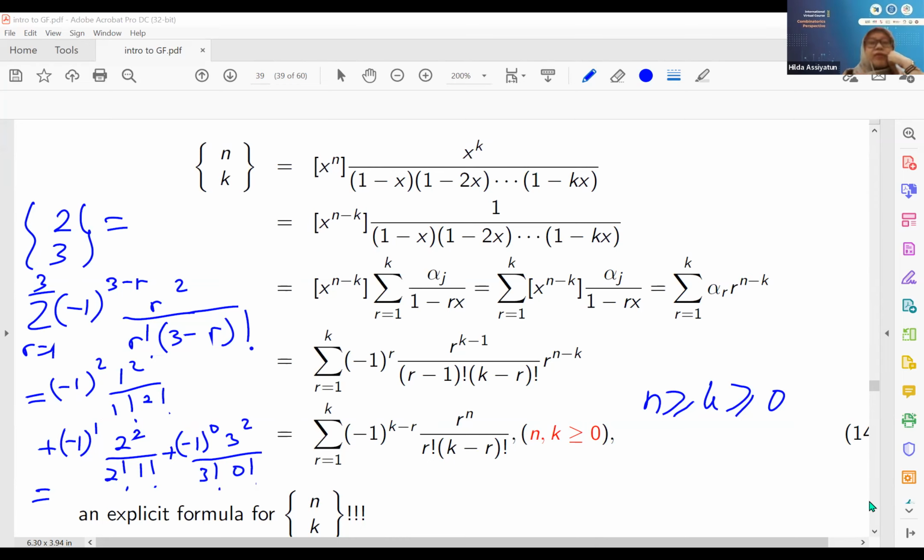So this messy explicit formula for Stirling numbers is quite smart. That's why I put it so that it's not necessarily n greater than k. N and k can be any non-negative integer. All right. So we still have a few minutes. Now the last part.